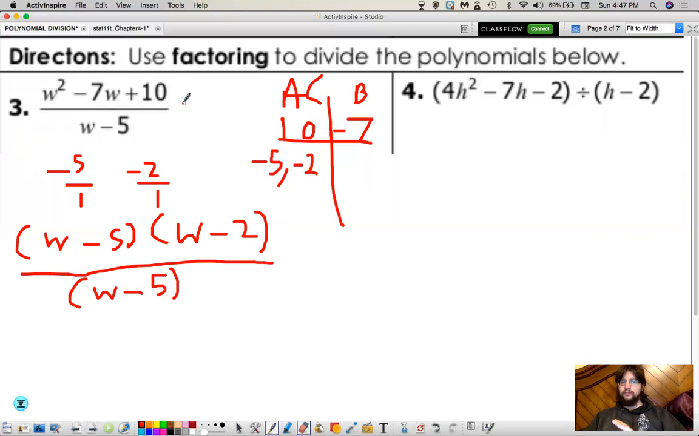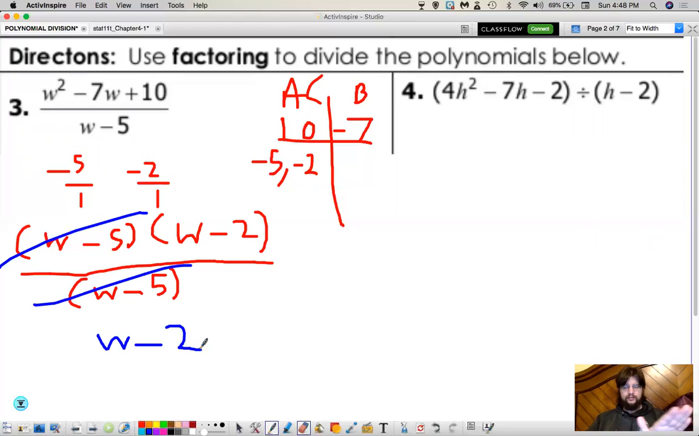Notice we're just dividing here. We're not solving an equation. This is just dividing polynomials. There's not going to be x equals or w equals. There's no equal sign here. We're just simplifying. If we divide those two, we get w minus 2. That's it. Okay, so sometimes it can factor. Not all the time, but sometimes. And if it can factor, well, just do it. It's easier.